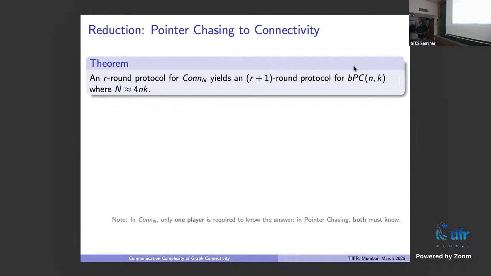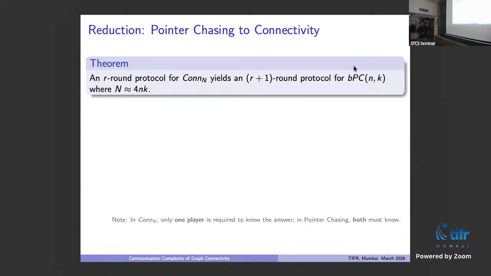I'm going to say that if you have a protocol in R rounds that computes connectivity, you'll get a protocol in R plus 1 rounds that solves the bit pointer chasing problem. The R and R plus 1 is because of the way I've defined it, to be consistent with what's known before. In connectivity, only one player is required to know the answer. In pointer chasing, you need one more round for both players. That's the only reason you get R and R plus 1. But normally, an R round protocol for connectivity is an R round protocol for bit pointer chasing.